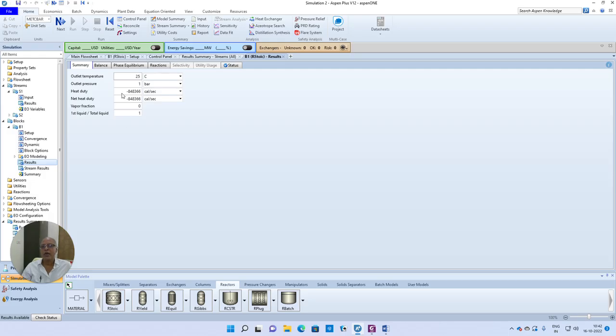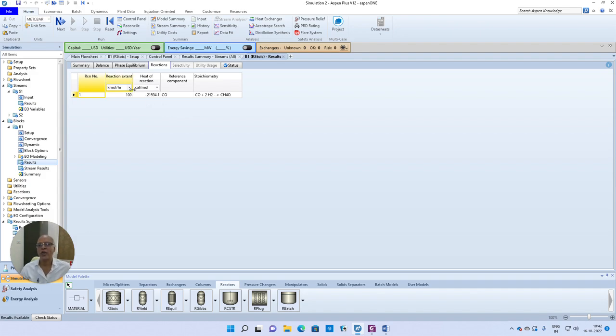Now you can see heat duty is negative. What do you mean by that? This reaction is exothermic. Unless you remove this much of heat, it will not be possible for you to maintain the temperature at the same level, right? So we can calculate this. But what about reactions? So you can see the heat of reaction has been computed as 21,594 calories per mole, right? So this is the standard heat of reaction because we are trying to maintain the conditions in the respective states required for calling this heat as standard heat of reaction.